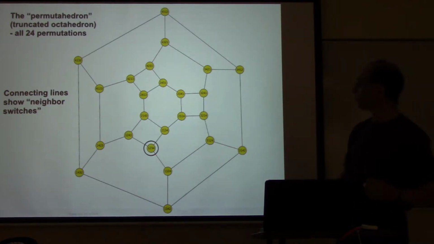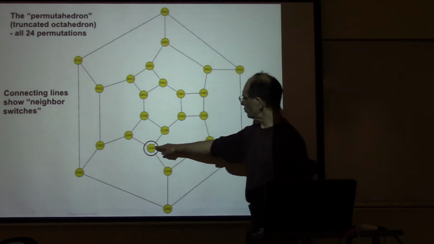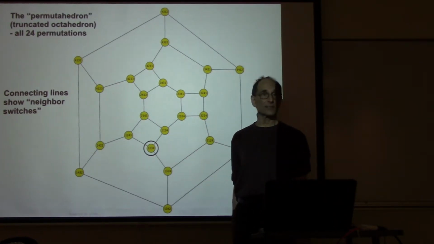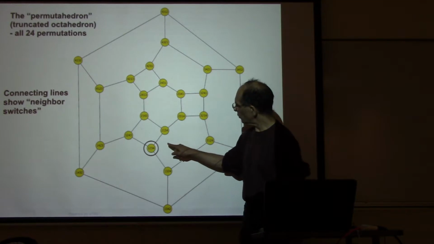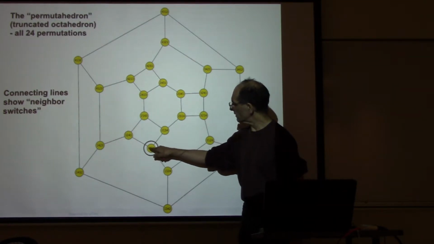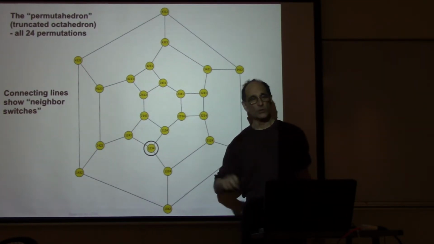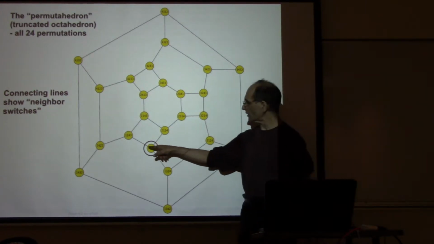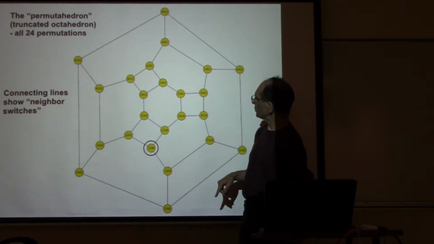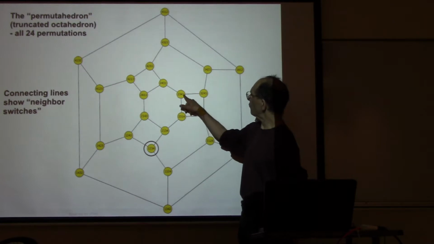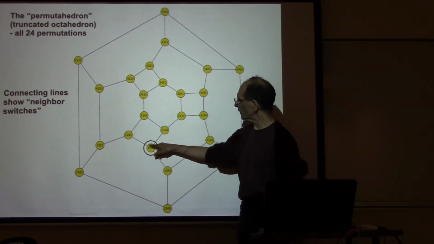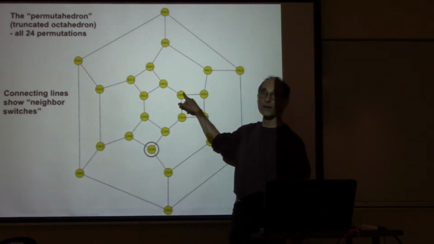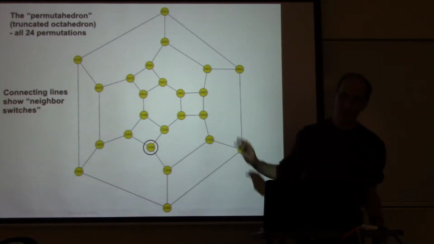Here are all 24 permutations, and 2 of these are neighbors in this graph if you have switched either, in this case, the first 2. You can only switch neighbors. Again, you can't go from 1, 2, 3, 4 to 2, 3, 4, 1, or 2, 3, 4, 1 to 1, 2, 3, 4, because then you'd be playing 1 right after itself. You can only switch neighbors.